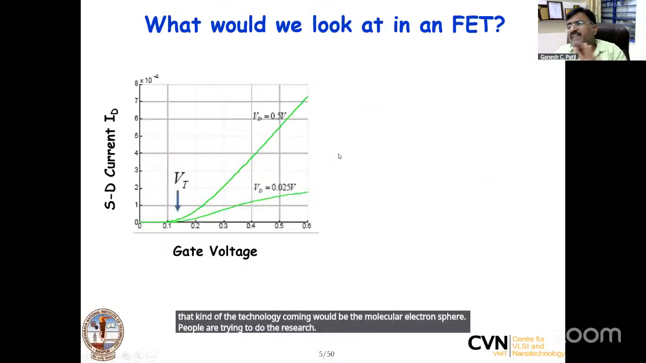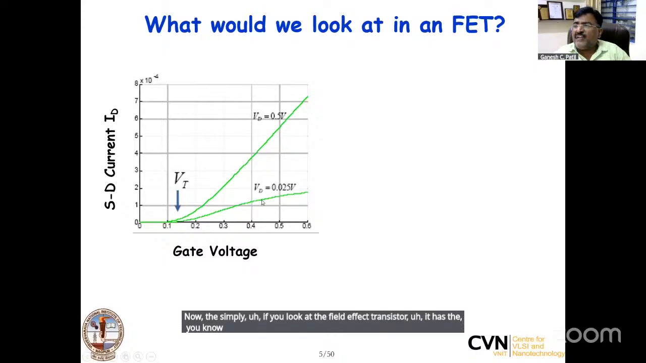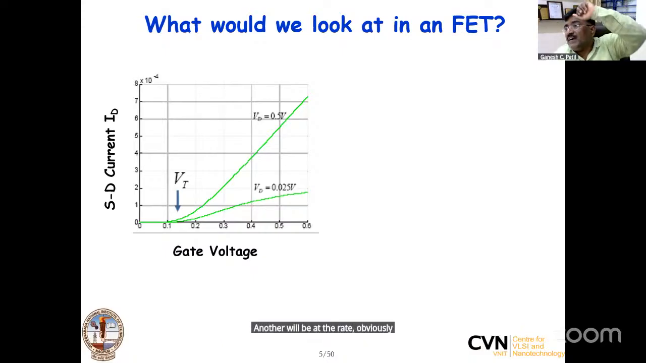Now, if you look at the field effect transistor, it has the source and drain. Obviously, as I told you, there are two biasings. One is at the gate, another is at the drain. Obviously, there will be two different IV characteristics.